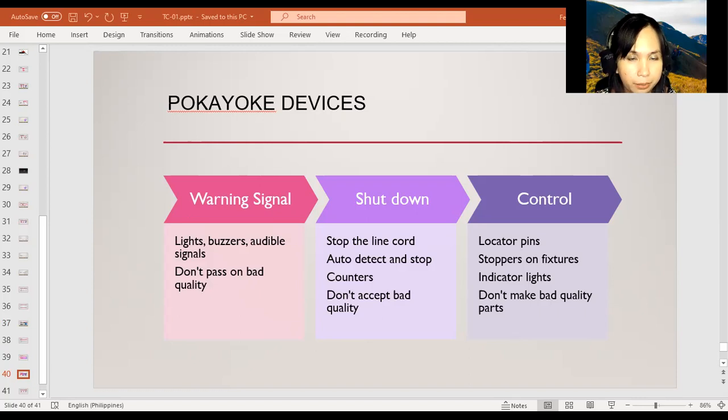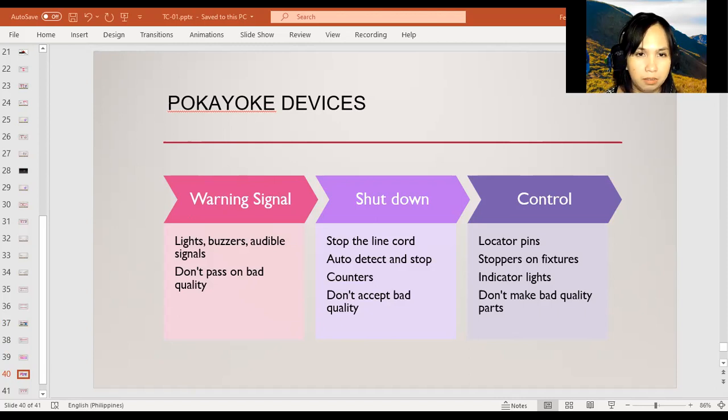And then second, we have shutdown Poka Yoke. And this may involve a stop-the-line cord or some sort of auto detect and stop device. So additionally, things like counters that force the process to stop are examples of shutdown error proof devices. And then the primary function of these devices really is: don't accept bad quality.